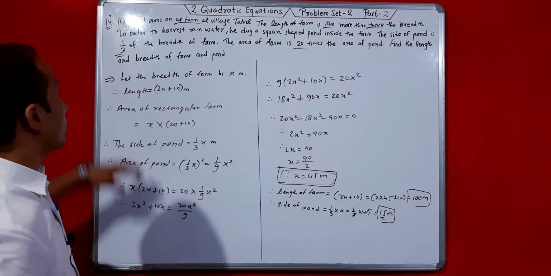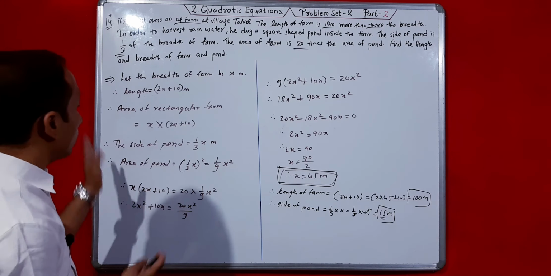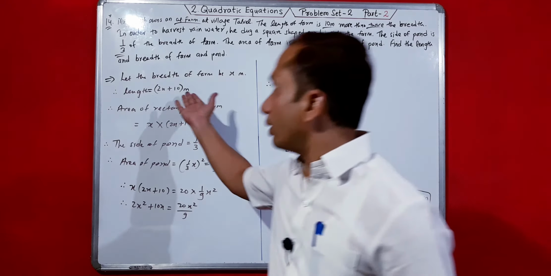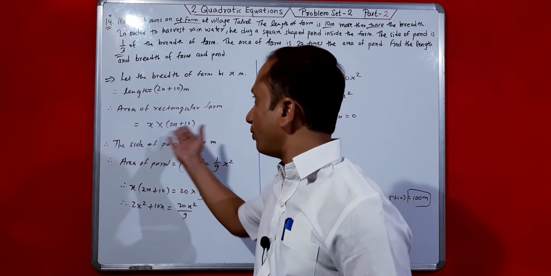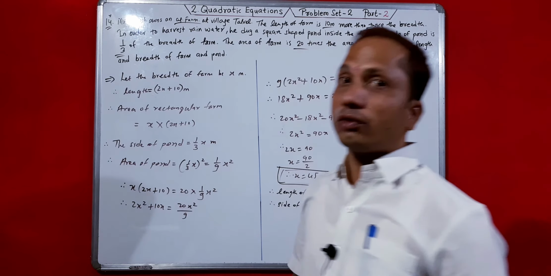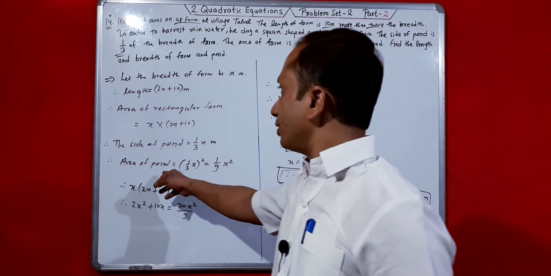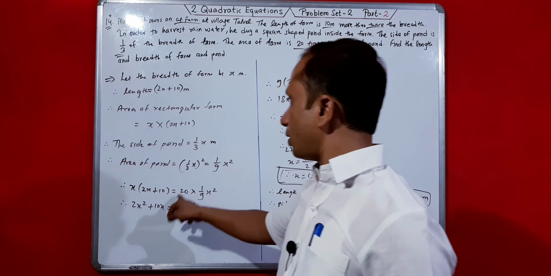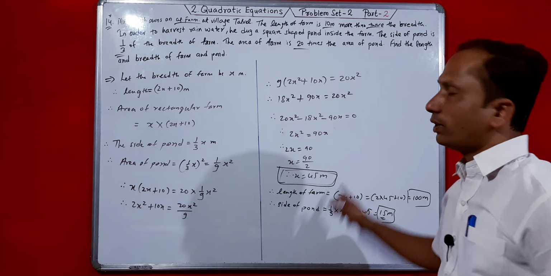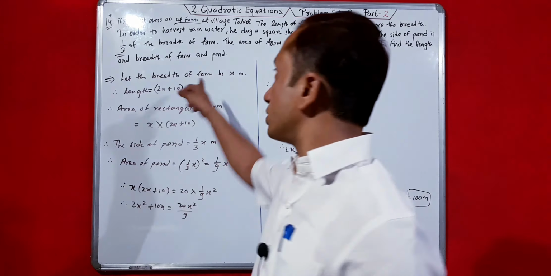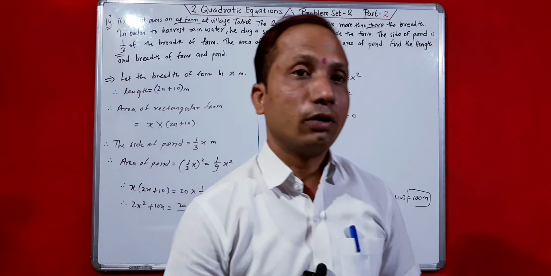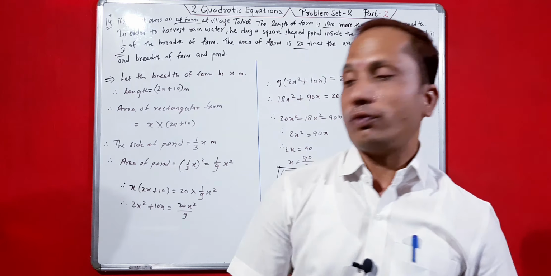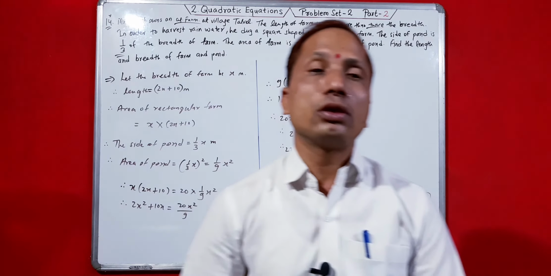Just follow these steps. Consider the given breadth, then compare it with the length to get the rectangular farm area. The side of the pond is one third of the breadth, and the area of the pond is the square of the side. Then compare it with 20 times, and finally x is 45. So this is the breadth of the farm, the length is 100 meters, and the side of the pond is 15 meters. This is question number 14.